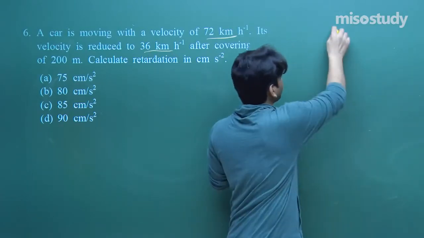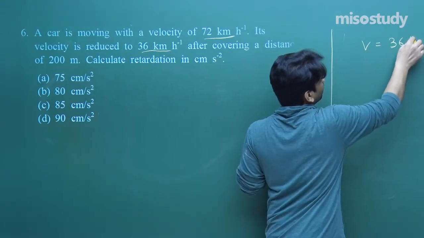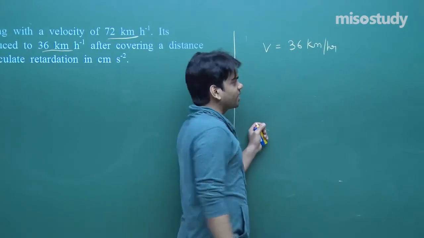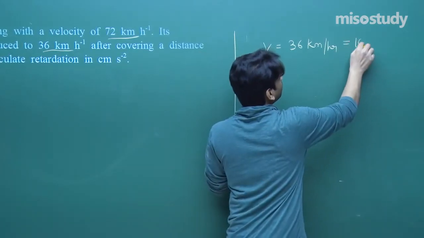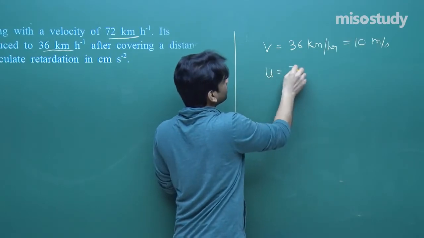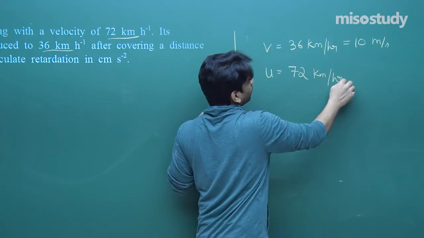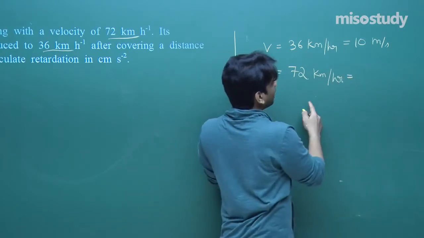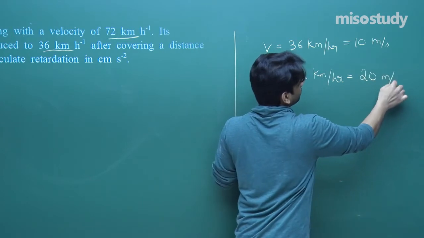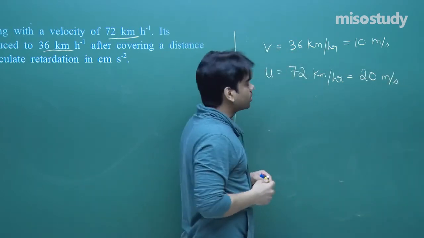So let me mark here. Final speed is 36 km per hour. If we convert in meter per second, this will be equal to 10 meter per second. Initial speed is 72 km per hour. You can easily check, as I have told you the method how to convert it. In our class, 72 km per hour will be 20 meter per second. I am not commenting more upon its conversion. It's very easy to convert.